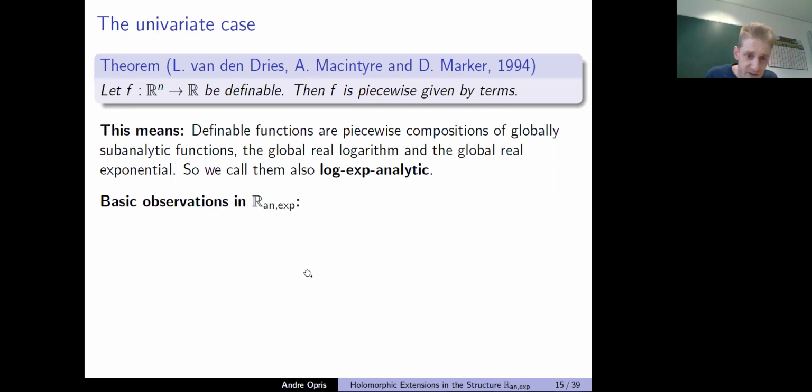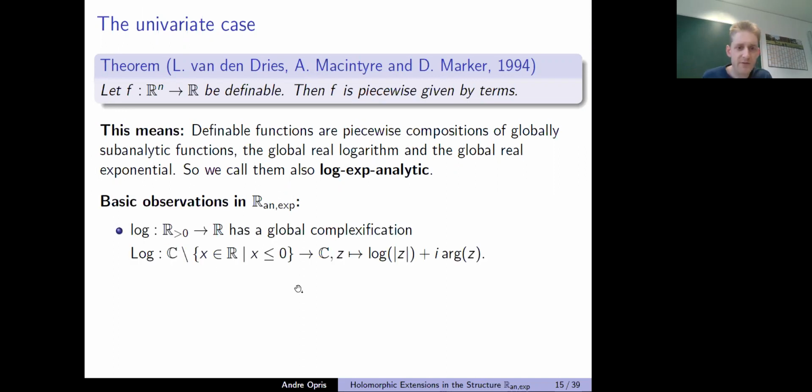And basic observations in Ran(Exp) in this context are the following. So if you consider the logarithm here, the logarithm has a global complexification in this way. So here the slit plane, z is mapped to the logarithm of the absolute value of z plus i times the argument of z. The argument is globally subanalytic, and this is also Ran(Exp) definable. So the whole thing becomes Ran(Exp) definable. So this is no problem.